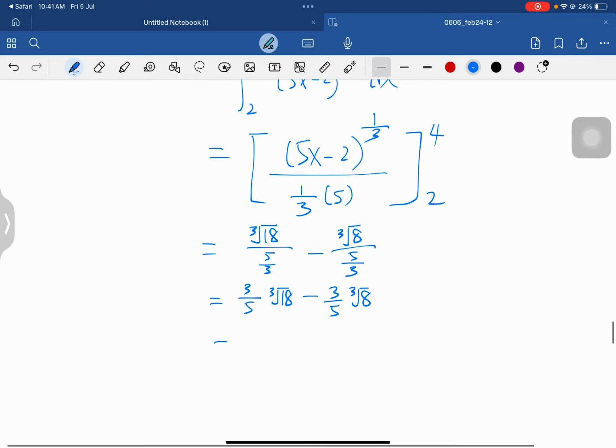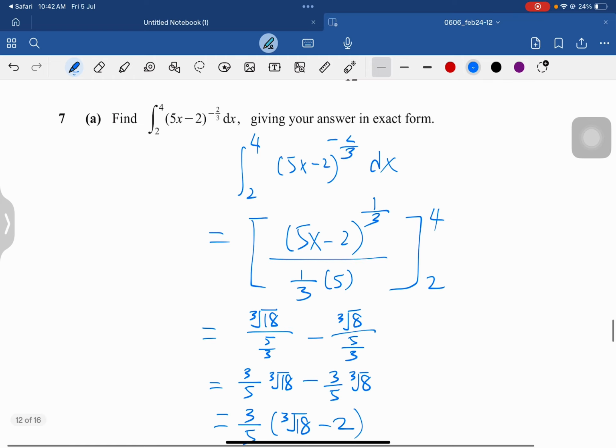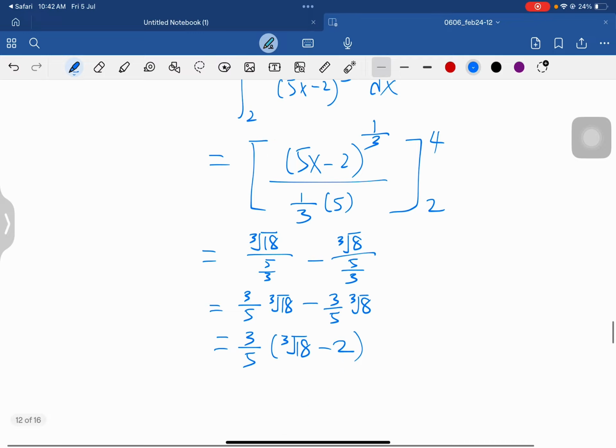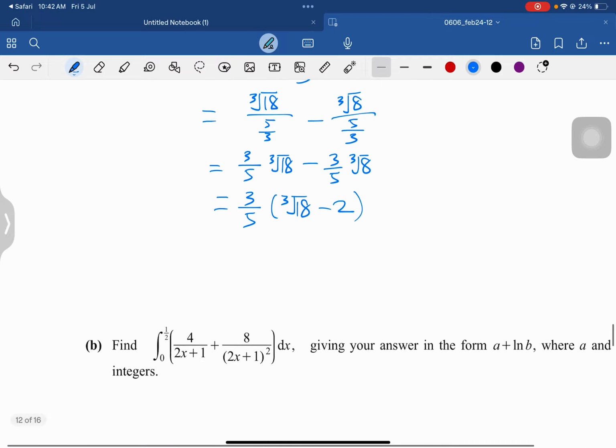Now, take out the 3 over 5 first. Cube root 18. Cube root 8 will be 2. Yeah, that will be your answer. Let me just have a quick look. Negative 2 over 3 plus 1, which is 1 over 3. 1 over 3, 5, nothing wrong. Sub in the 4. 5 times 4, 20. 20 minus 2, 18. Yes, actually nothing wrong. Correct. Yeah, that will be your final answer.